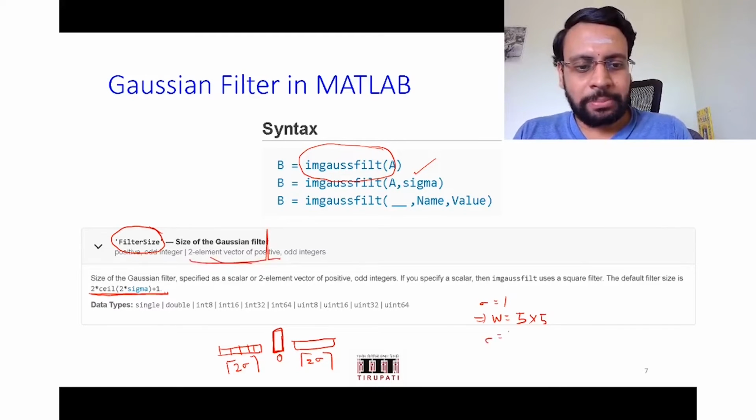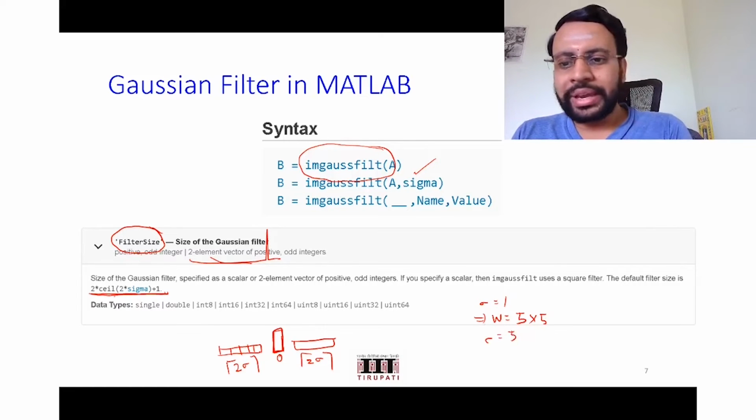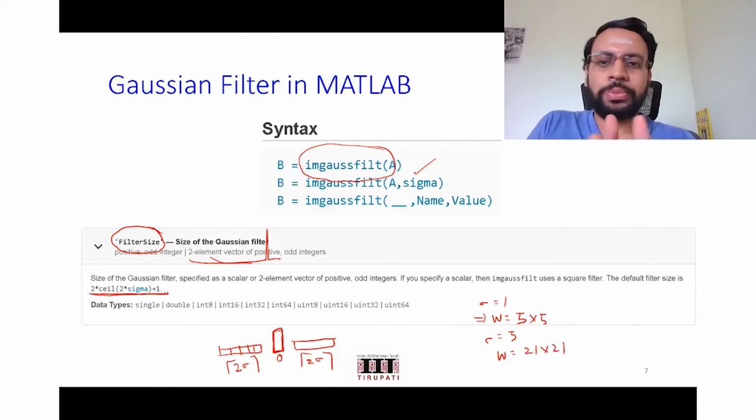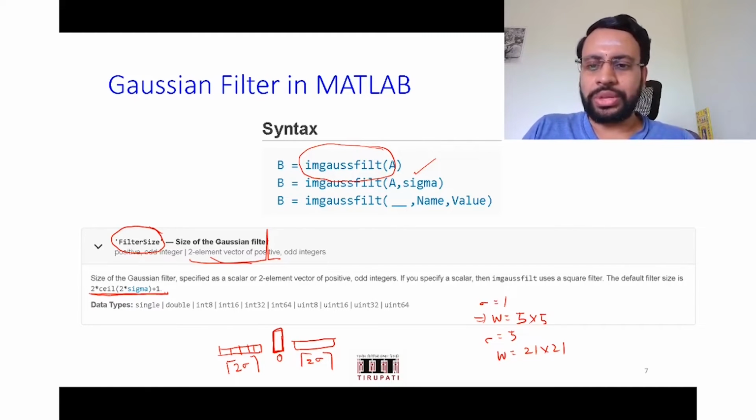Similarly, if my sigma equals 5, what would I get? The W will be equal to this side 10, 10, and the middle one, so 21 by 21. Anyway, if you want to play with this parameter with different values, you could always do that by giving the name filter size and then mentioning the value. This is just the default value.